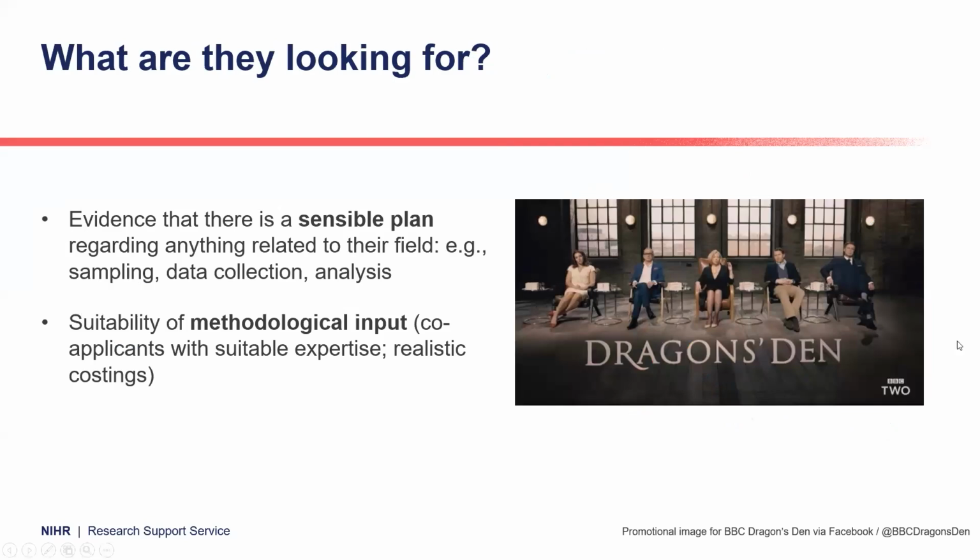So what are the reviewers and funders looking for? Well, they want to see evidence that there's a sensible plan regarding anything related to their field. For example, sampling, techniques for data collection, and choice of analysis. They will want to see that your methodological input is suitable for your proposed research area. They would like to be reassured that you have a team that can actually deliver on your proposed methods and have included co-applicants with suitable expertise. And that you have provided realistic costings to enable you to undertake these methods.